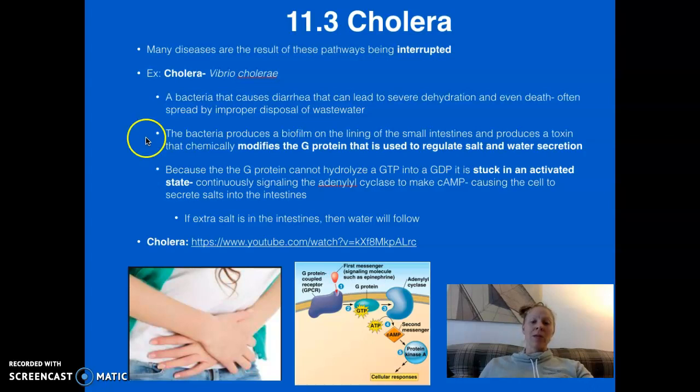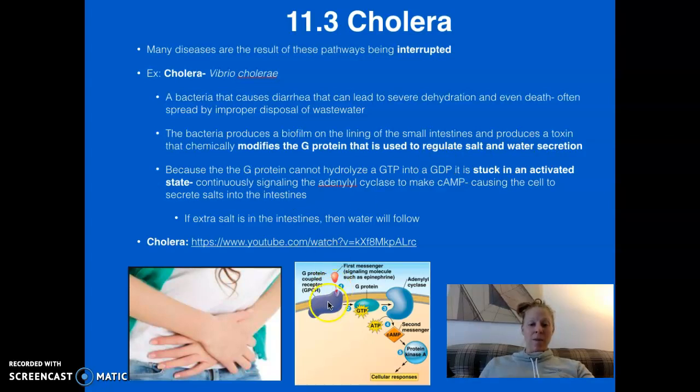And so the bacteria produces a biofilm, which we talked about in our last lecture, on the lining of the intestines. And this produces then a toxin. So one bacteria communicates to all of the other bacteria that we want to produce this toxin. And so it spreads the biofilm, and so then all of these bacteria replicate and produce the toxin. And this toxin, what it's doing is it modifies the G protein that is used to regulate salt and water secretion. So how much water is going into and out of the cell.